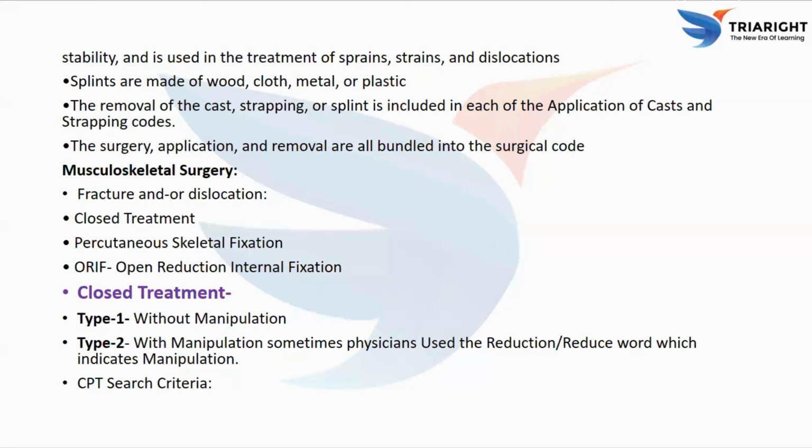And what are splints made of? Materials like wood, cloth, metal and plastic. These are usually temporary. They allow for swelling, so they are common in emergency settings, for example a volar splint for a wrist injury. And what is an important bundling rule? Removal of a cast, strapping or splint is included in the application codes in the 29,000 to 29,799 code range. So do not code the removal separately.